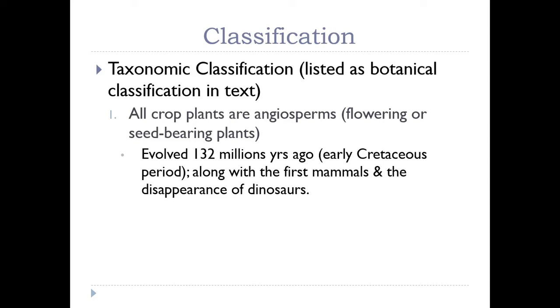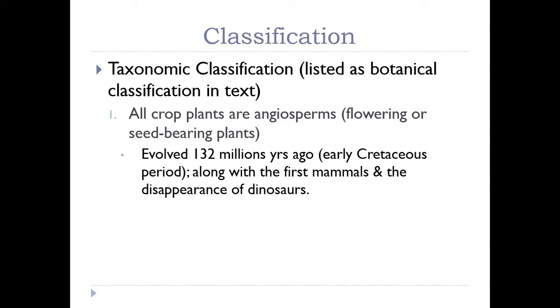But by and large, most everything that we eat and use as a crop plant is going to be an angiosperm, with those notable exceptions. The angiosperms evolved on Earth about 132 million years ago. This would be during the early Cretaceous period. They came along with the first mammals. They sort of co-evolved with the first mammals.